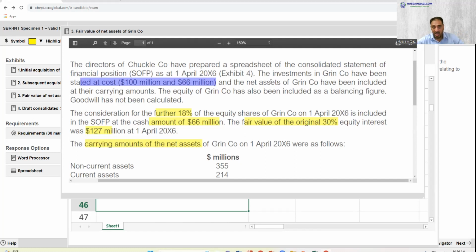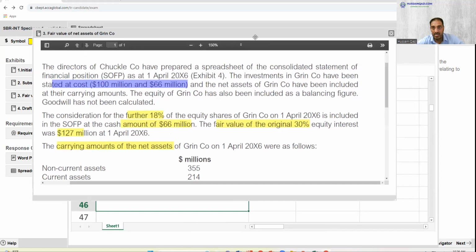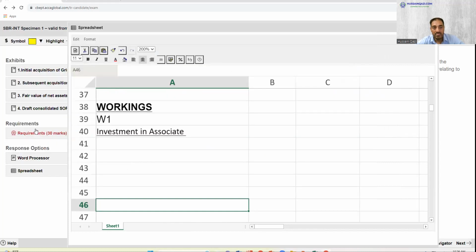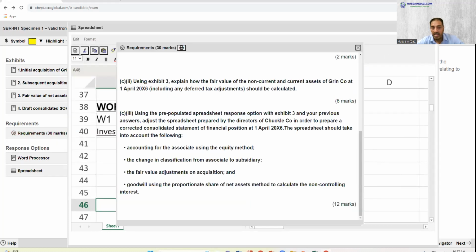If the examiner is asking you about equity method accounting, that is about 1st April X4 to 31st March X6. That is the equity accounting. Because from 1st April X6, the equity accounting is reclassified to acquisition accounting as a subsidiary.